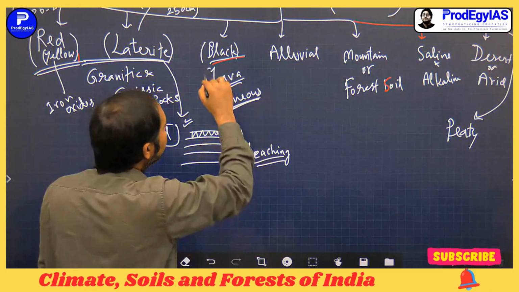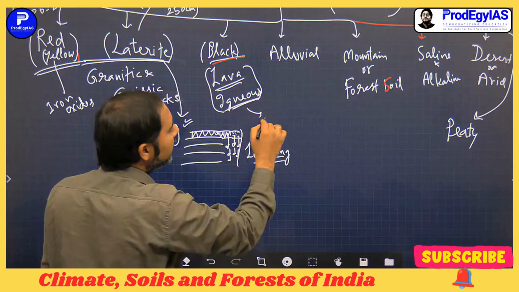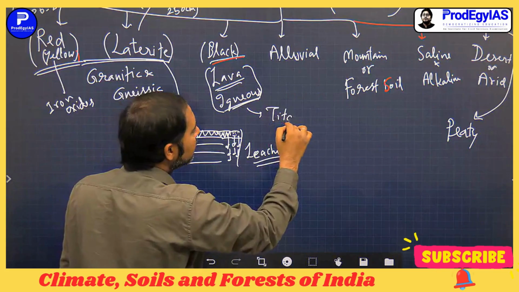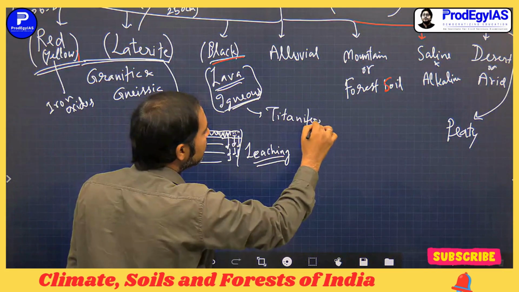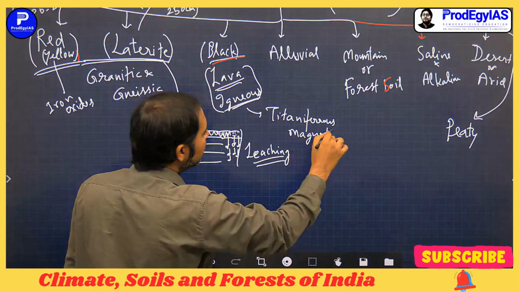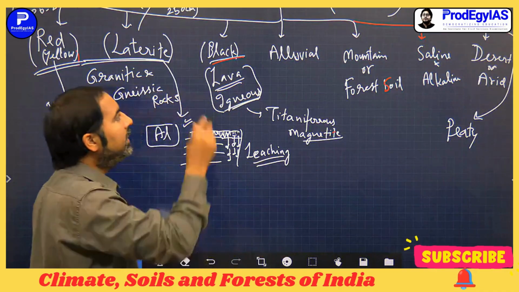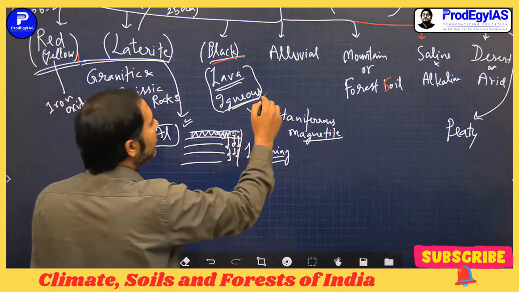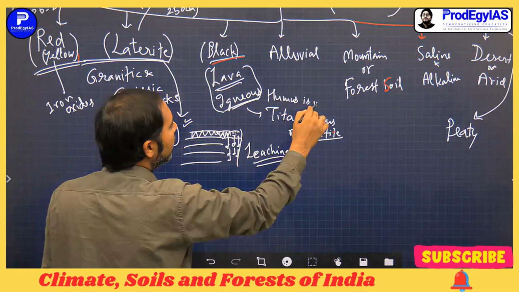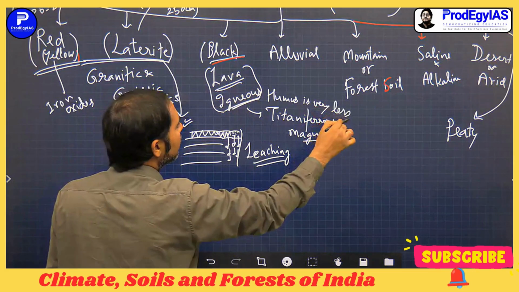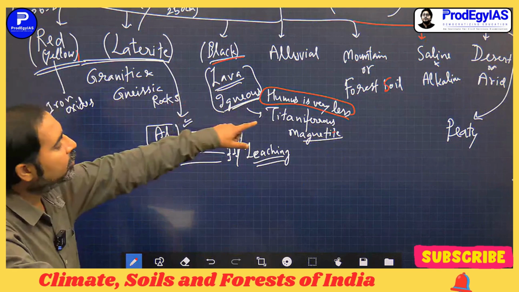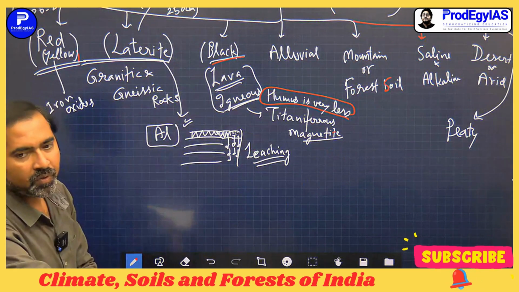It has some compounds called titaniferous magnetite. Because of this compound, it is of black color. Humus is very less, so even with a small amount of humus, it is black only due to this compound. Right?